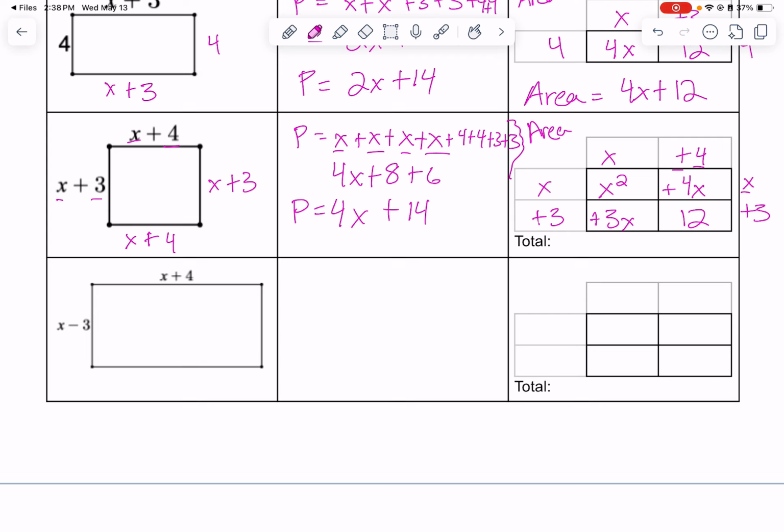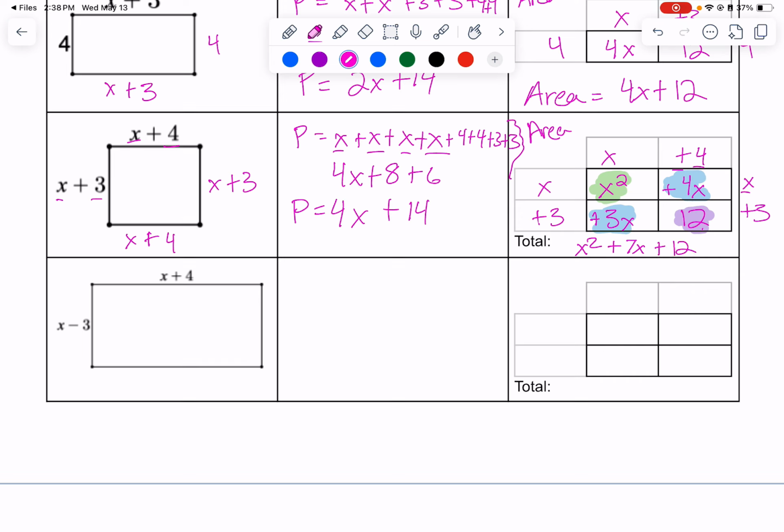Okay, so now my total, what I'm looking to do is look for the like terms and group them. And I notice that my x terms, 3x and 4x positive, are going to go together. So I would have the x squared all by itself, 3x and 4x combined to make 7x, and then 12 is also by itself. So there's my total area.